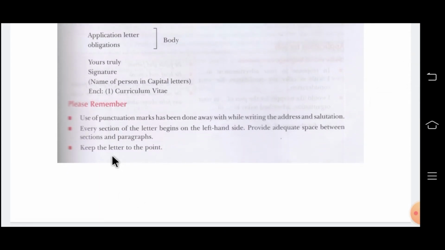So these are the points you have to remember at the time of writing these topics. Use of punctuation marks has been done away with while writing the address and salutation. You have to be careful at the time of writing the address and salutation. These are the things which provide you good marks, and these are the things which reduce your marks.